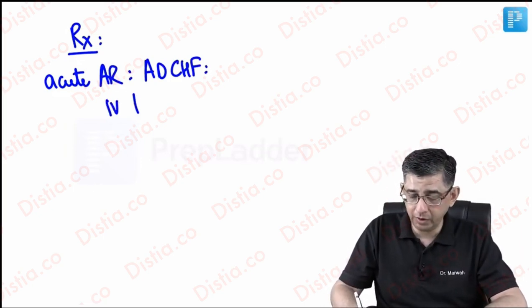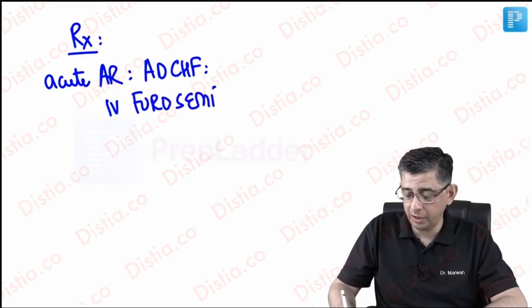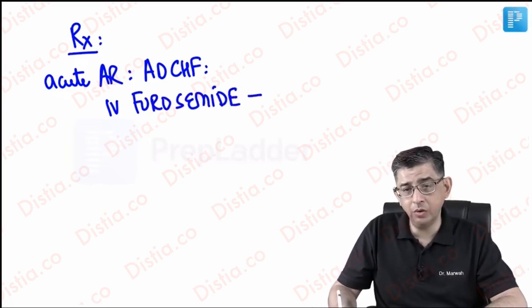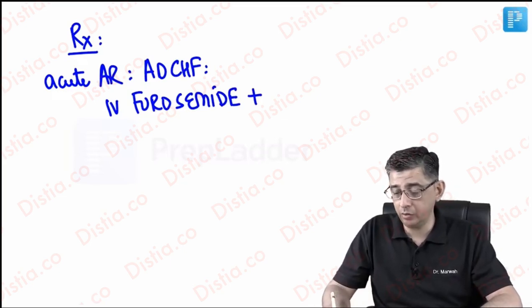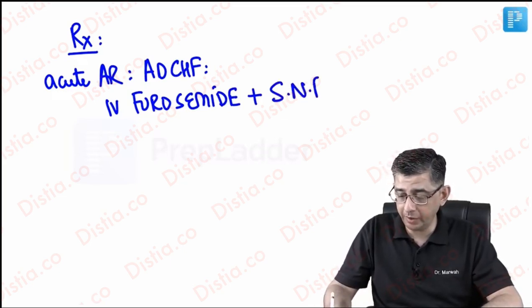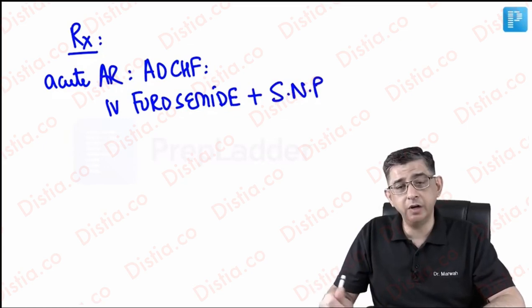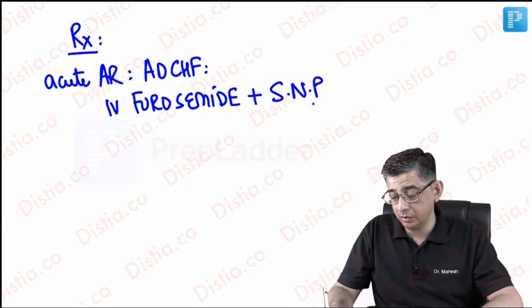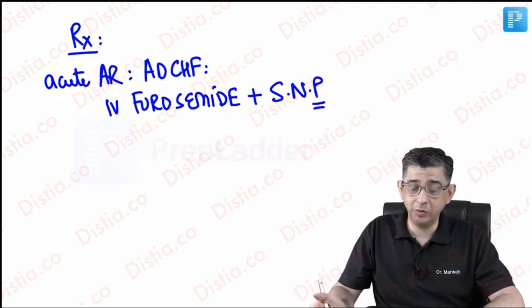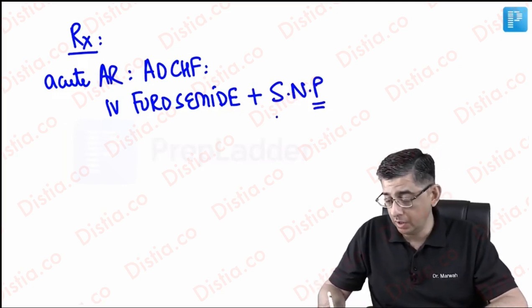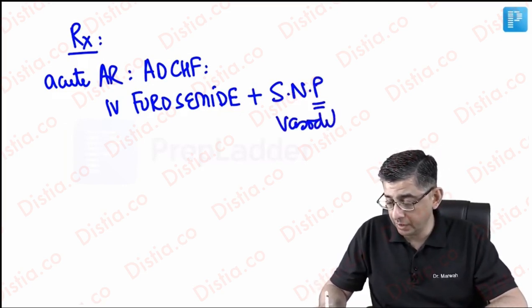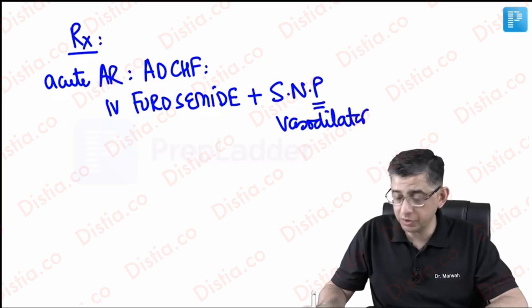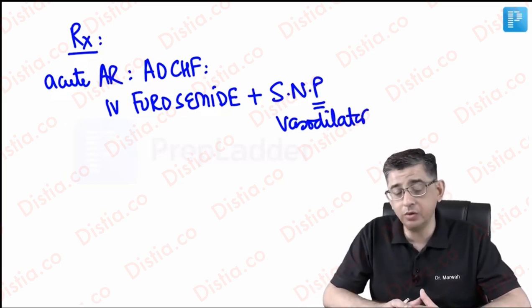So I will be putting this patient on loop diuretics, that is IV furosemide, and I will also try to reduce the preload of the heart as well as the afterload by starting the patient on sodium nitroprusside. Traditionally, we read about sodium nitroprusside for hypertensive crisis. At the moment, I'm speaking about sodium nitroprusside as a very good vasodilator. So it will improve the functioning of the heart. It will reduce the load on the heart.